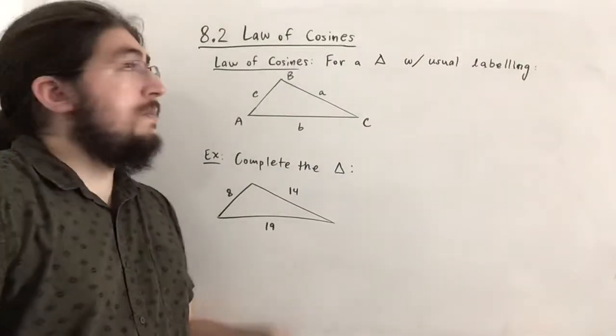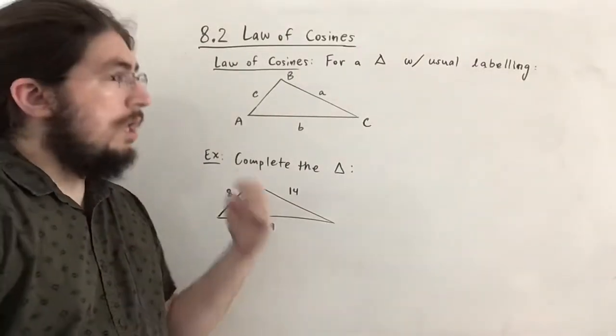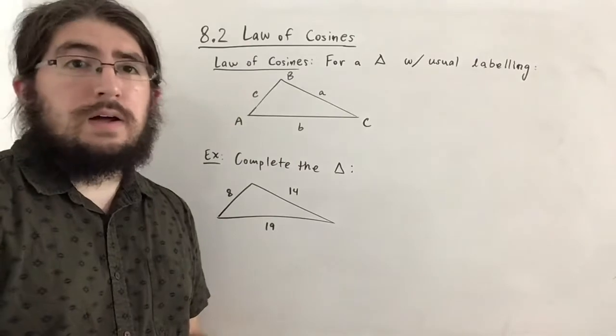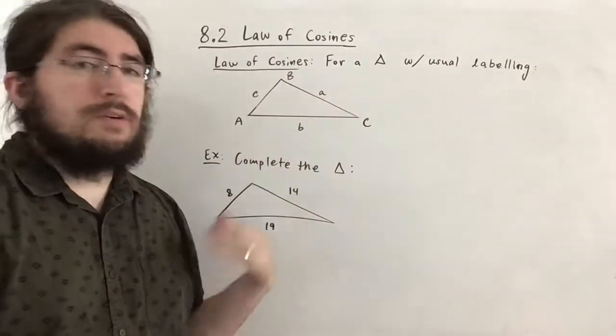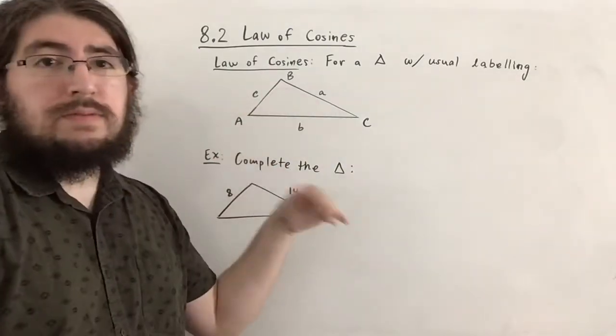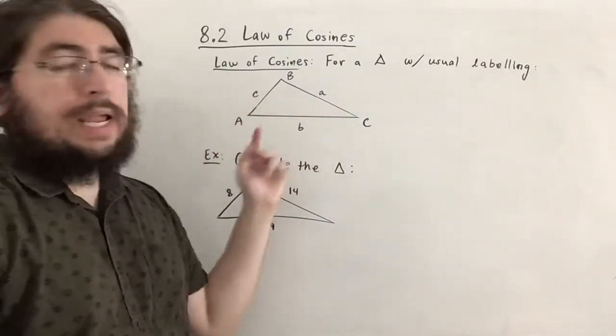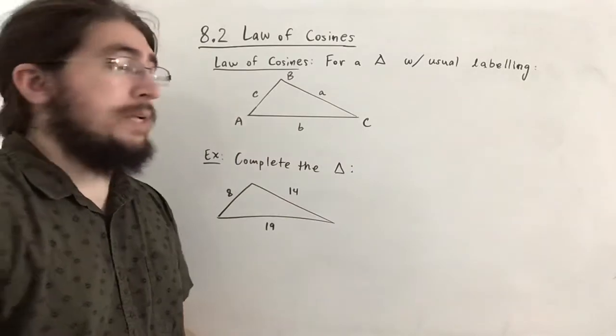Hello again everyone, here we'll be discussing chapter 8.2, law of cosines. In the last video we saw in 8.1, law of sines, which we'll actually be using the same labeling for a triangle. We use capital letters for the angles and their lowercase counterparts for the sides opposite those angles.